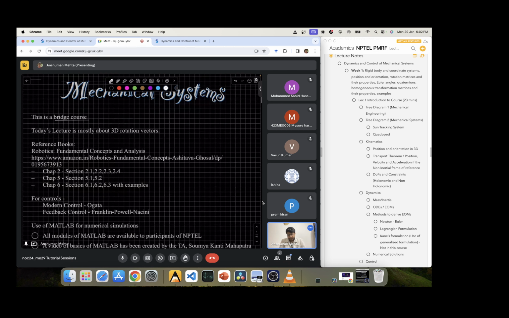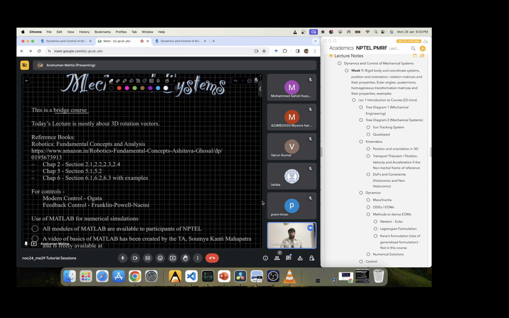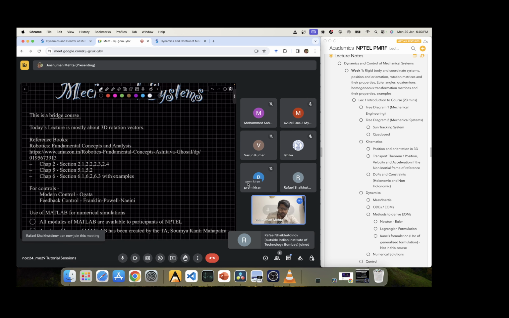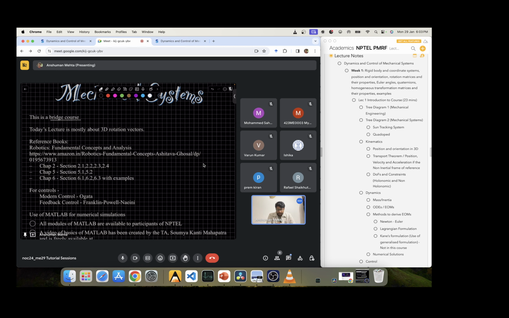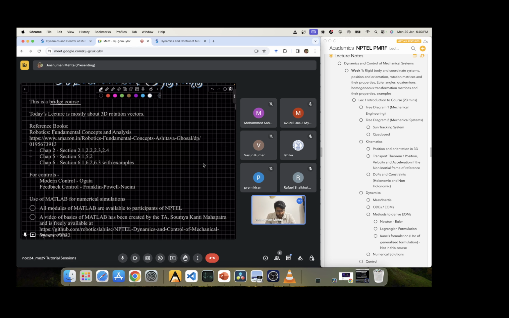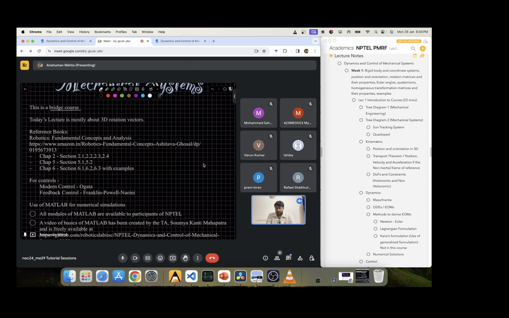Now there are some reference books which have been mentioned in the course. The first one is Robotics: Fundamental Concepts and Analysis, and you can find it on Amazon also. The chapters which are important there are chapter 2, chapter 5, and chapter 6. I will be giving this note also, so we can have it as a reference, because the questions in the assignments will also be related to this, and it is just adding to the practice which we need. And for controls we have Modern Control by Ogata and Feedback Control by Franklin, Powell and Naeini. So you can have these as references.